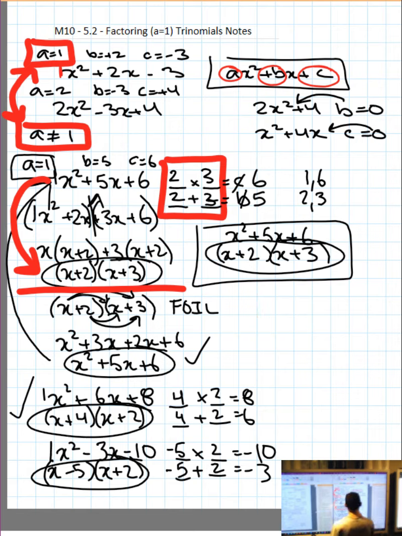As we did here for the question above, and then two little examples down below. Don't forget about the signs. Don't forget to check your answer. Okay, so now we took a look at when a is 1. We're now going to look at when a is not 1. And we're going to see the similarities and differences based on those.